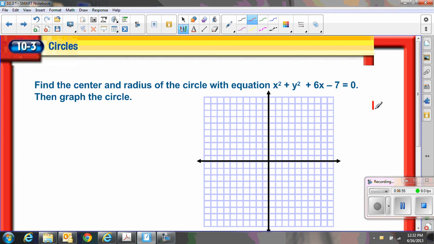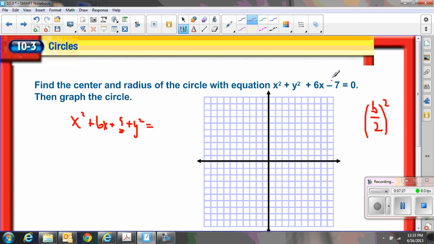Remember, to complete the square, you take the b term, divide it by 2, and then square the entire thing. So for this one, we'll have x squared plus 6x. Now, there's your b term. So I take b divided by 2, that gives me 3. Square it to get 9. 9 is what I get when I complete the square. I have left plus y squared.